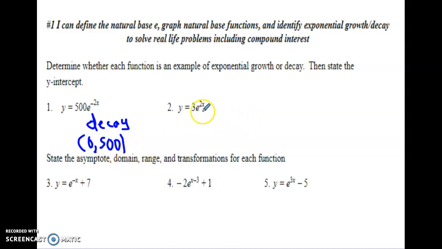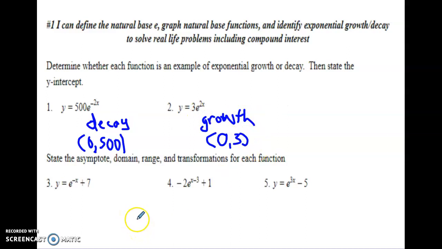0, 500. Number 2, because the 2x is positive, this is then going to be a growth function. It's going to grow, can't spell, and it also crosses at 0, 3. So just generally, the number in front of the e tells you the y-intercept. That's only if there's nothing added or subtracted at the end.